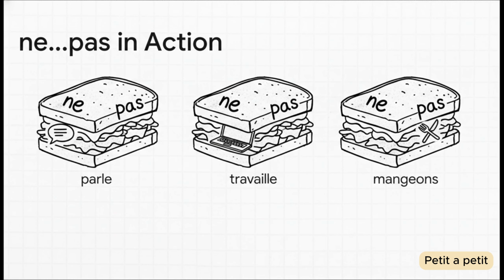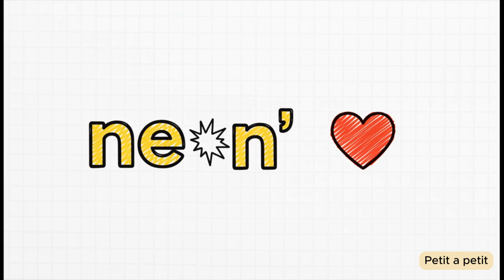It's that simple. All right, there's one tiny little tweak you've got to remember, but it's an easy one. If your verb happens to start with a vowel or one of those silent H's, the ne gets a little shy and drops its E. It just becomes n'. This is really just to make it all flow better when you say it out loud. So instead of a clunky je ne aime pas, you get this really smooth je n'aime pas le café. It's a small change, but man, it makes you sound so much more natural.